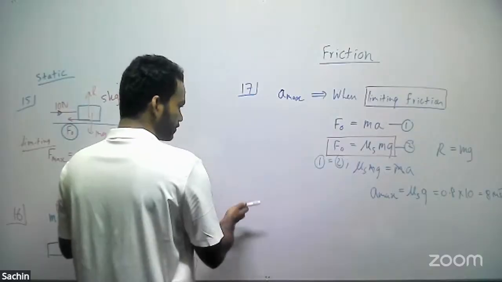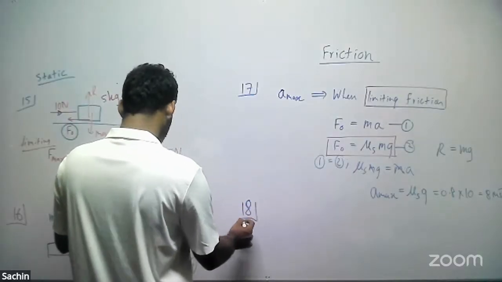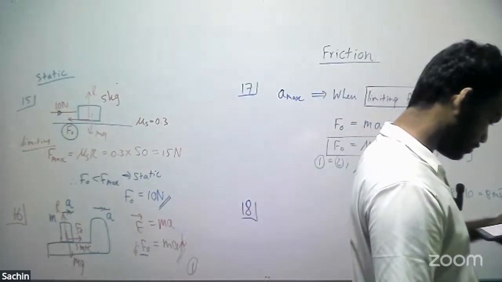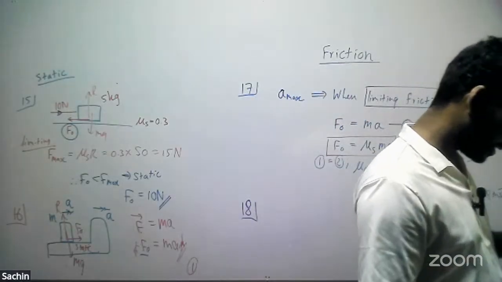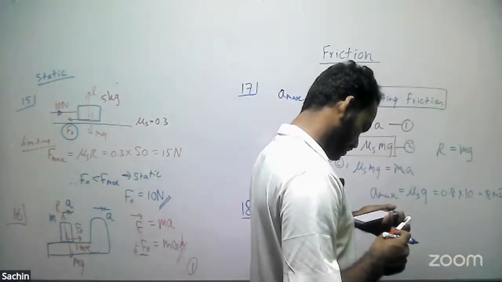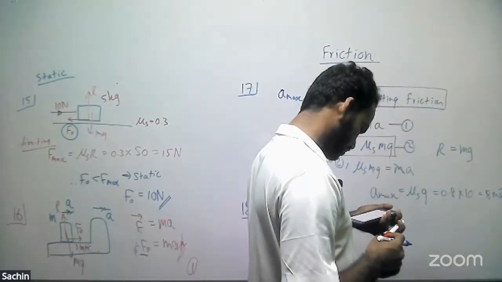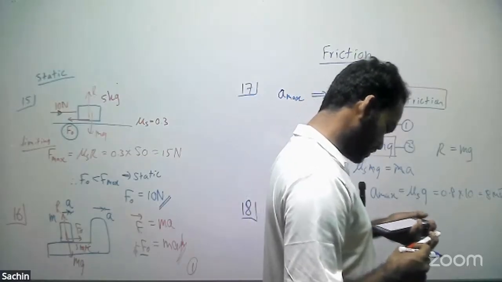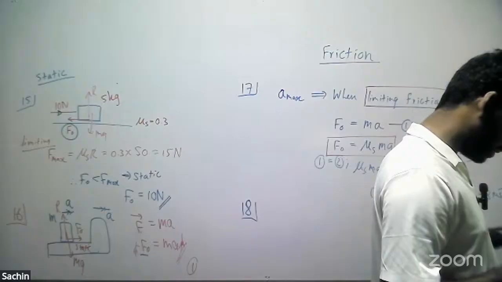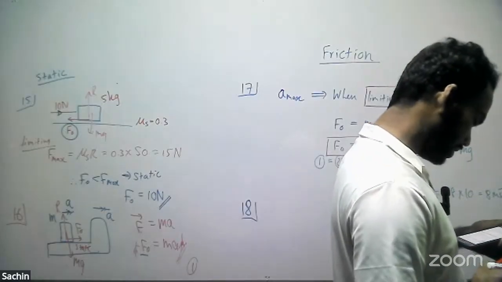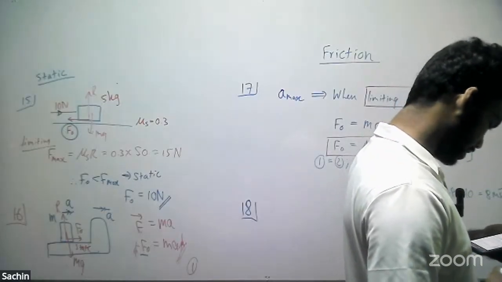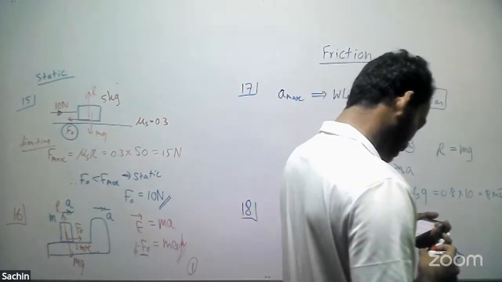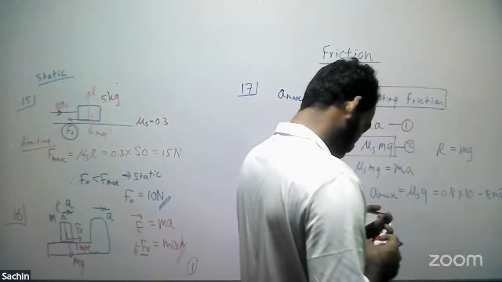Okay, so 18th. Again, the same kind of equation. A trolley A is on a horizontal track. B is a wooden block of mass m. If the coefficient of static friction between the trolley and the block is the minimum.